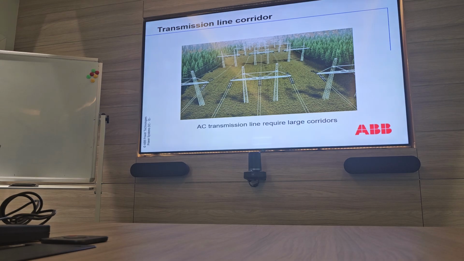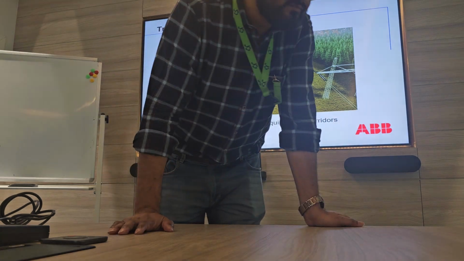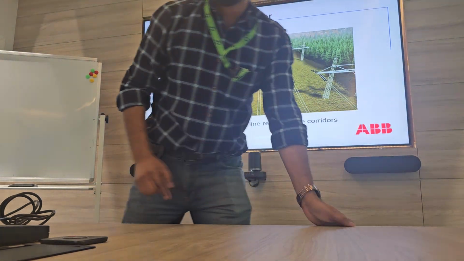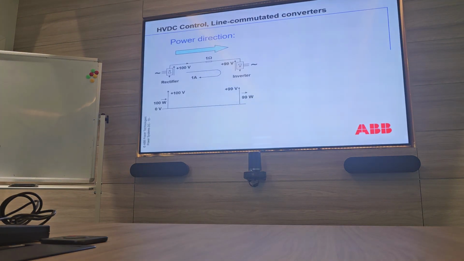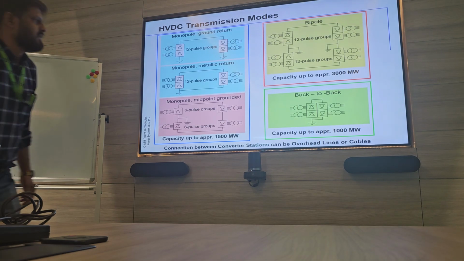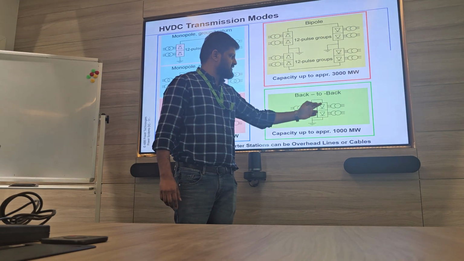I have a question also for the back-to-back converter. This will convert AC to DC? Yes, of course, that is the purpose. I see this 1000 megawatts. Will it be AC or DC coming to this side? See, this is the converter. This is the rectifier, this is the inverter.